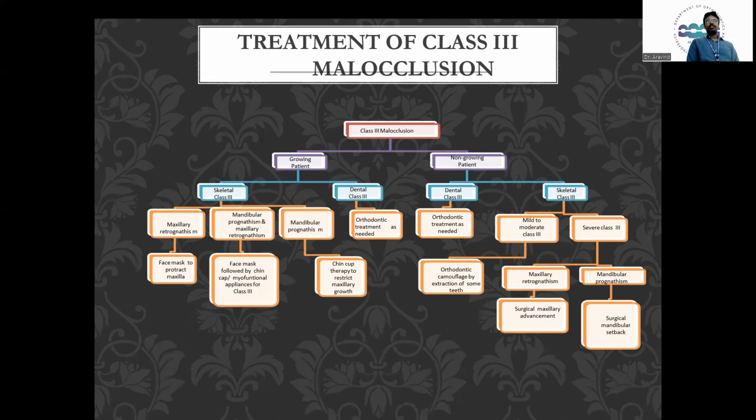If the patient has a severe class 3 malocclusion, it can be divided into maxillary retrognathism or mandibular prognathism, or a combination of these two. We'll provide treatment modalities such as surgical maxillary advancement for maxillary retrognathism, and for mandibular prognathism, surgical mandibular setback, or a combination of these two.